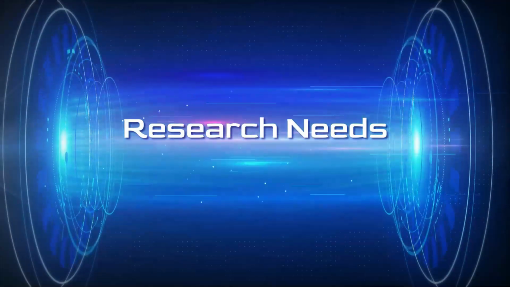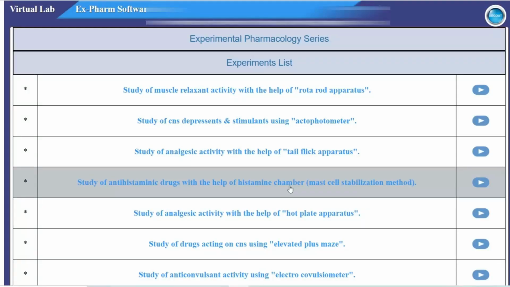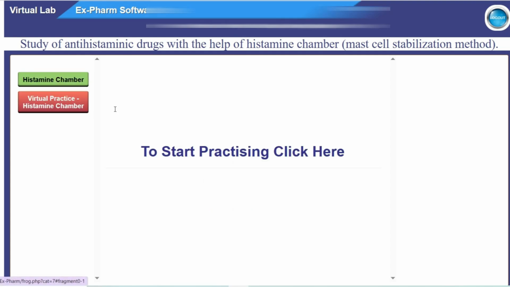In this video today, we will study antihistaminic drugs with the help of the histamine chamber, using the mast cell stabilization method. So now we will enter into the Expharm software. We will get this type of interface and we'll click on the visual practice histamine chamber. To start the experiment, we will click here.